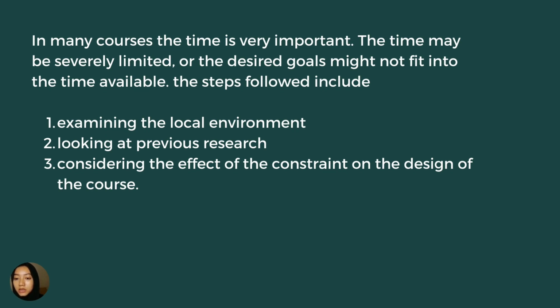The third is considering the effect of the constraint on the design of the course. An environmental constraint can be approached in two ways: working within the constraint and overcoming the constraint. To work within the constraint, the curriculum designer could limit the goals of the course to fit the available time. This is what is suggested in the Pimsleur data. Another way of limiting would be to try to cover most of the language items and skills, but at a rather superficial level, relying on later experience to make up for the quick coverage.